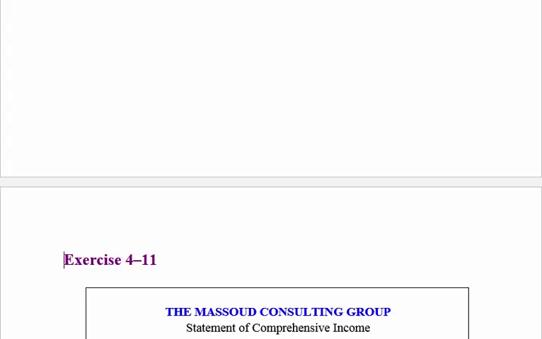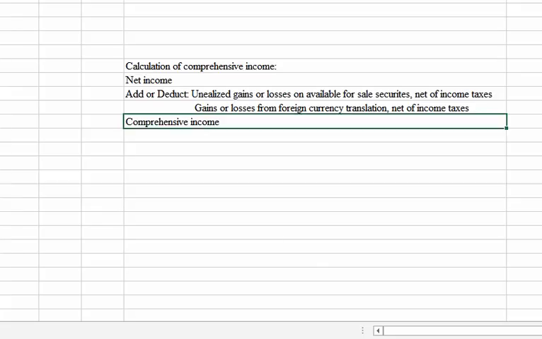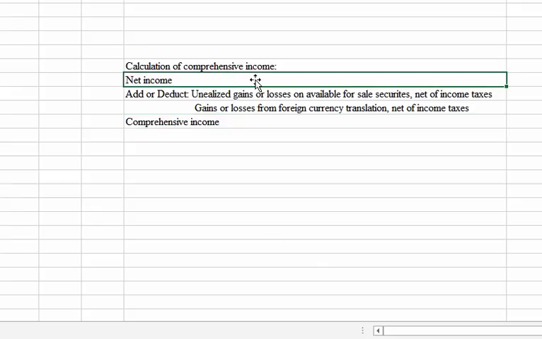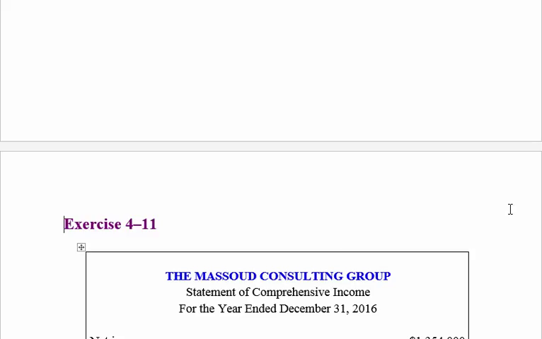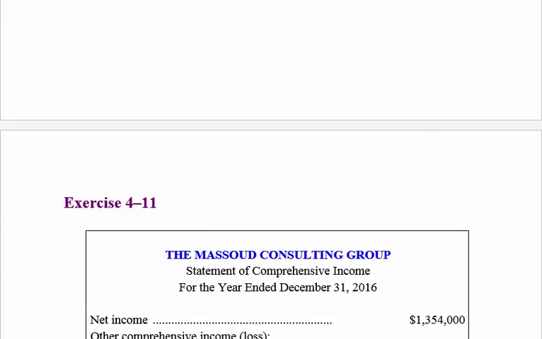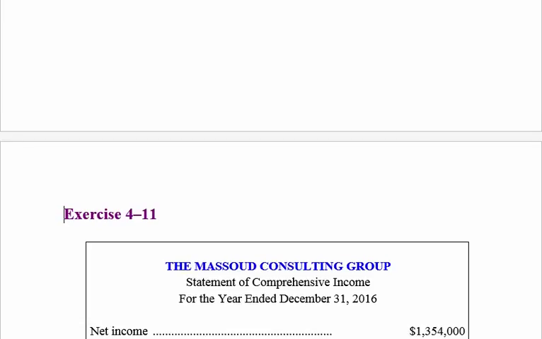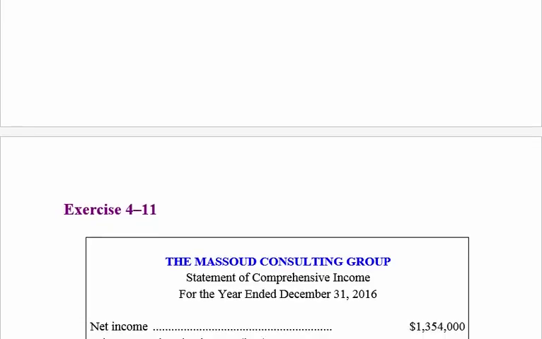And then we would date it for the year ended December 31, 2016. Remember, our starting point on our formula over here was net income, so that's what we'll pick up first. Net income was $1,354,000. Alright, let's read further.